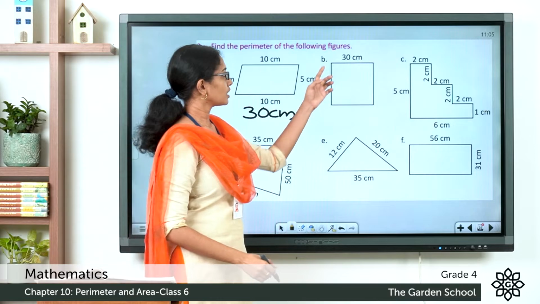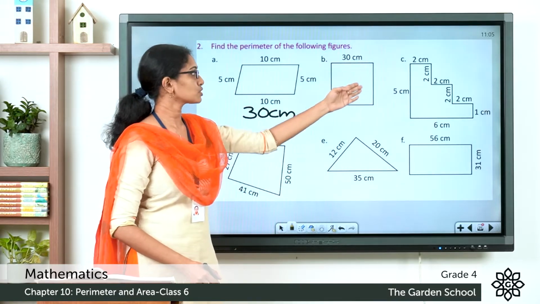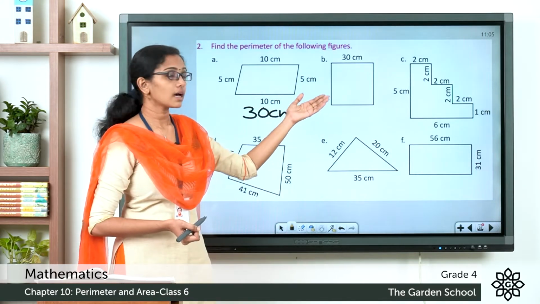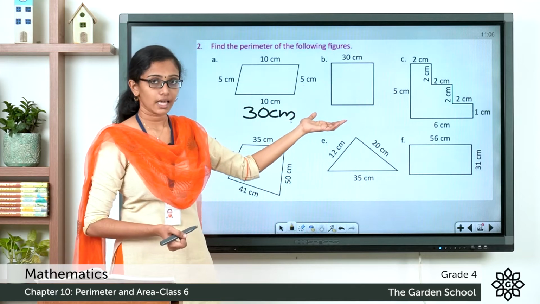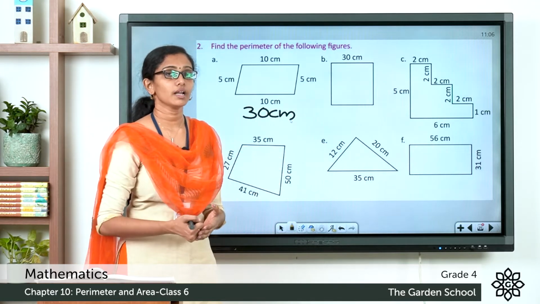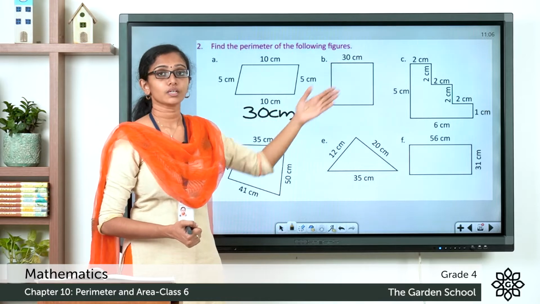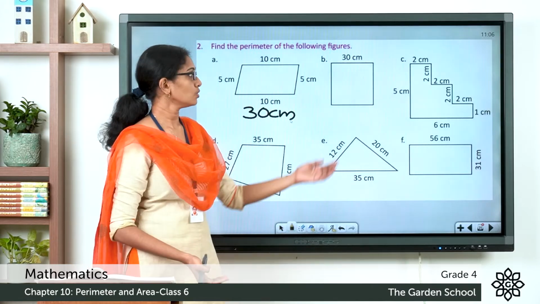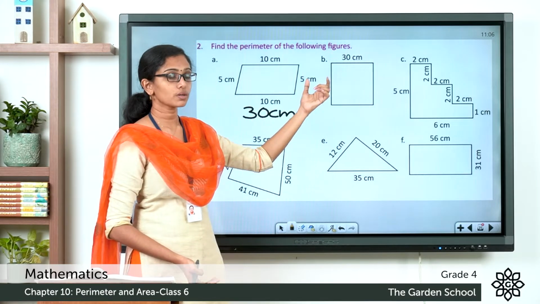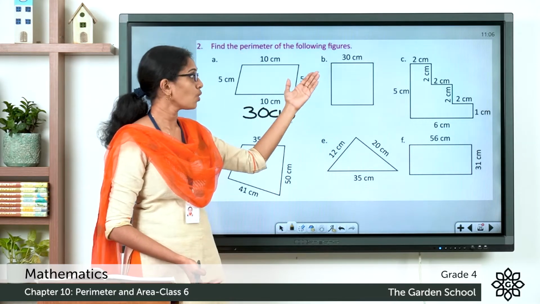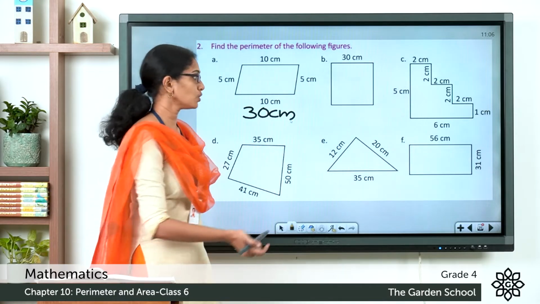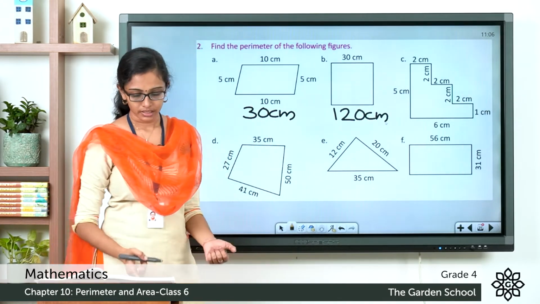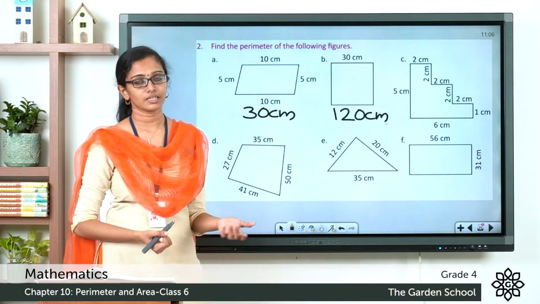Now question B, you have got a figure here and it seems to be a square. And it has got a side of 30 centimeter. So for a square, since all the sides are the same, to find the perimeter, what is the formula? You are adding the same side 4 times. Side plus side plus side plus side, which is equal to 4 times the side. So here the side is 30 centimeter, 4 times the side, or 4 into S is equal to 4 into 30, which is equal to 120 centimeter. So for B, the perimeter is equal to 120 centimeter.